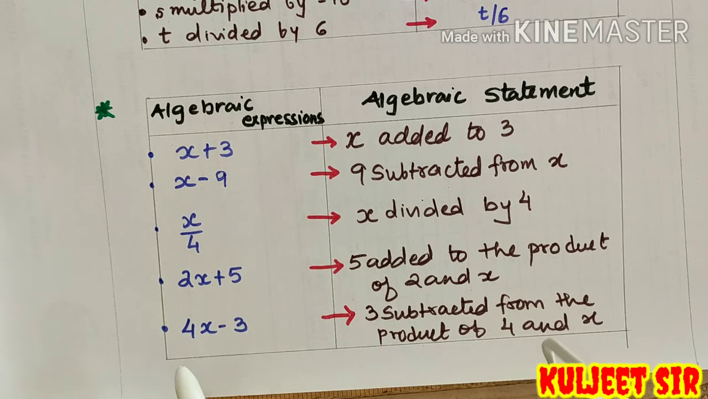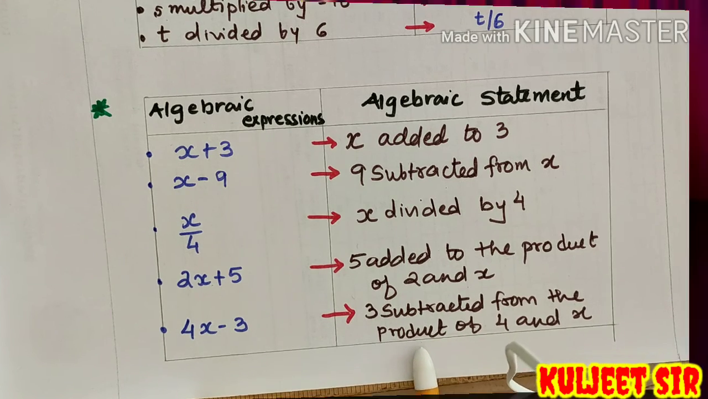And similarly, 4x minus 3. So you can very well see 3 is subtracted. 3 is subtracted from what? The product of 4 and x. So 4x minus 3 will be your algebraic expression, and the algebraic statement is the one for that.